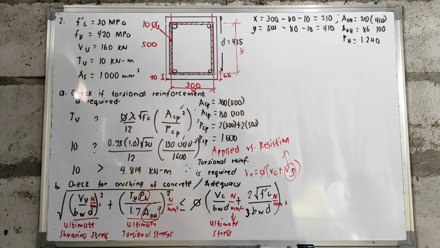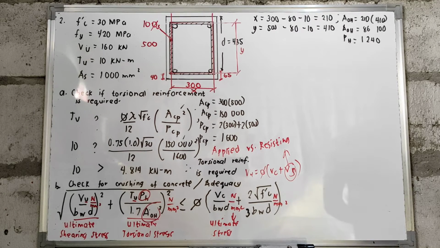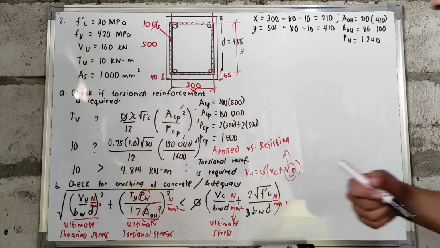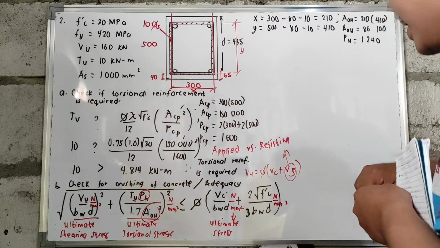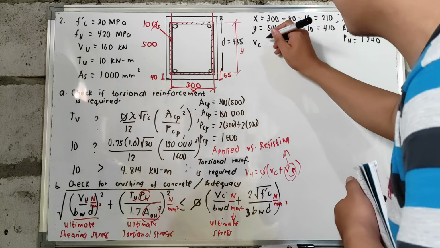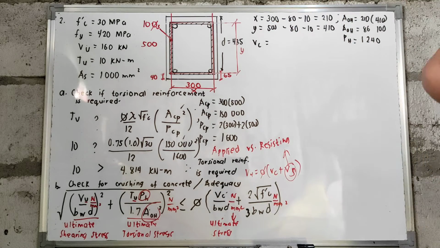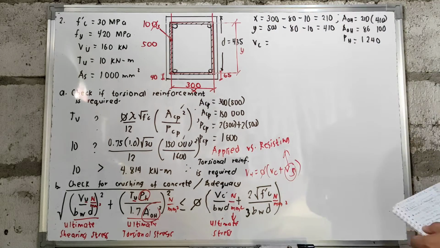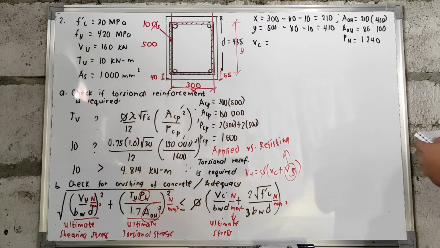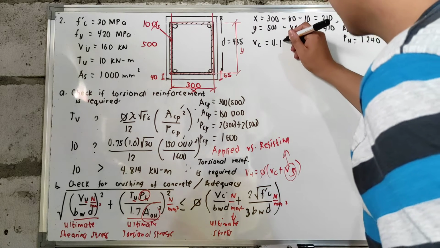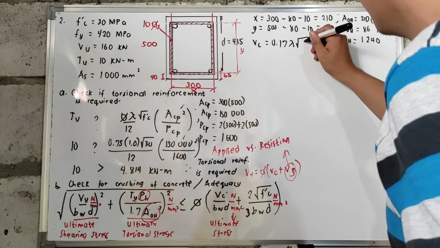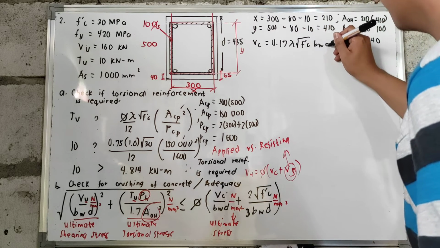So let us now compare yung applied stress natin versus the resisting stress. So bago natin makuha yung mga yan, kailangan pala natin yung value ng V sub C natin. Since wala naman sinabi sa problem kung detailed or simplified yung calculation natin, let us choose yung simplified calculation natin na 0.17 lambda squared of F prime C BWD.